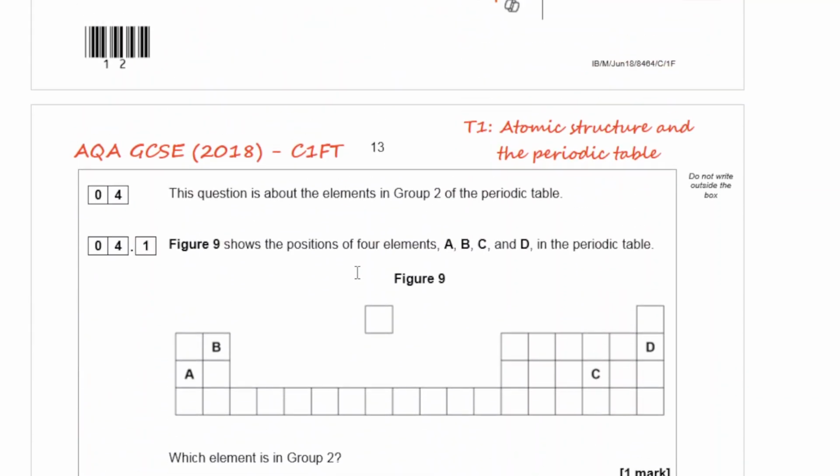Let's have a look at question number 4, which is on the topic of atomic structure and the periodic table. This question is about the elements in group 2 of the periodic table.